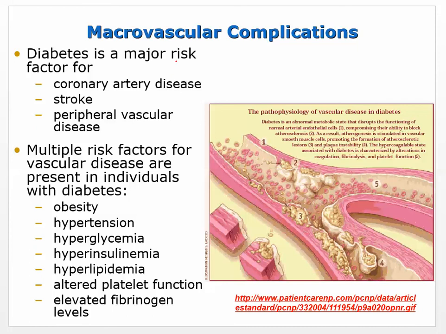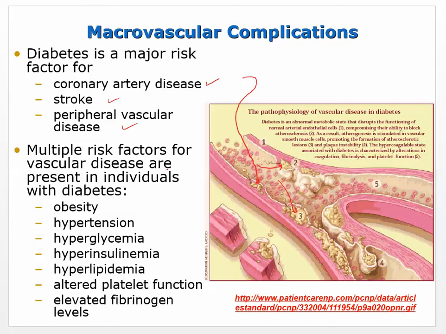Macrovascular. Diabetes is a major risk factor for coronary artery disease, stroke, and peripheral vascular disease. What we see here is a buildup of plaques and damage to larger vessels, which is going to increase because you have higher triglyceride levels, you have higher LDL a lot of times, depending on how well the diabetes is controlled, and these things can all lead to arterial damage. So multiple risk factors for vascular disease are present in individuals with diabetes.